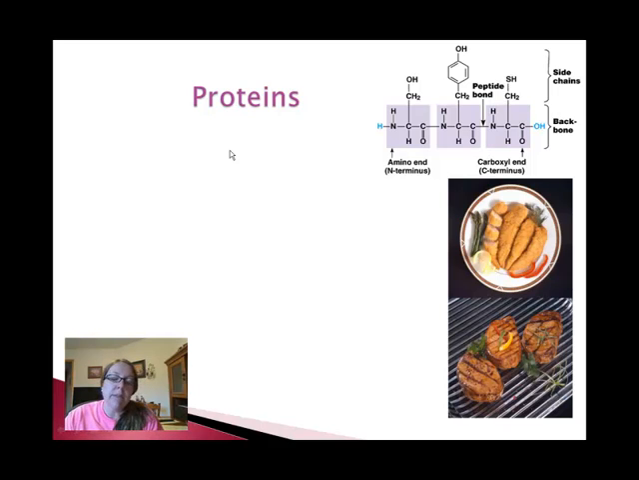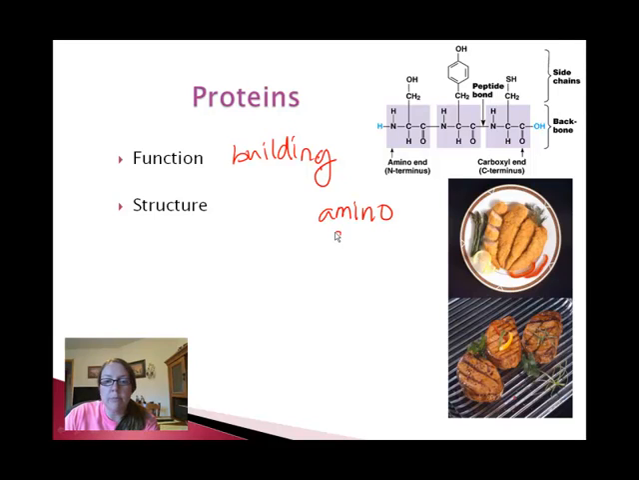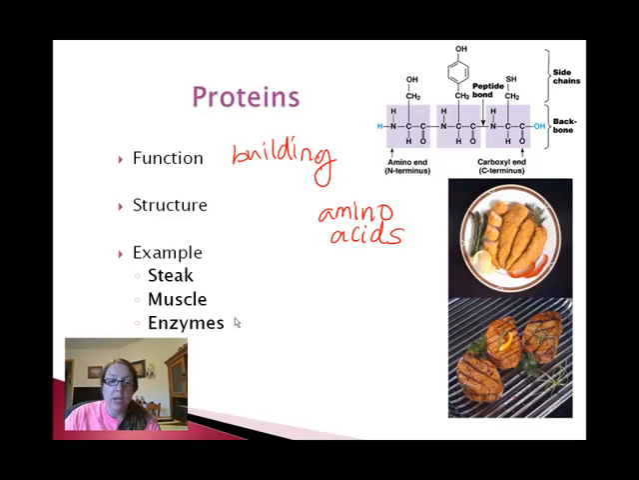The third macromolecule is proteins, and protein function is primarily for building blocks. It's the raw material that we're going to build our bodies with. The structure is, they're composed of monomers called amino acids. So if you get a bunch of amino acids put together, you have a polymer, and that polymer, because it's made of amino acids, is called a protein. Some examples there: steak, mussels, enzymes, which are little biological catalysts. They speed up chemical reactions in our body.